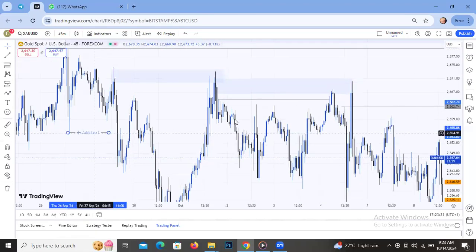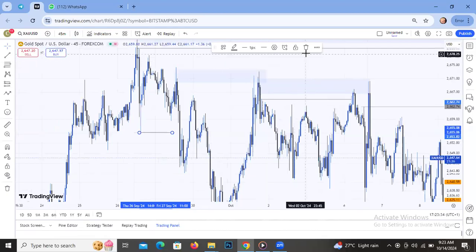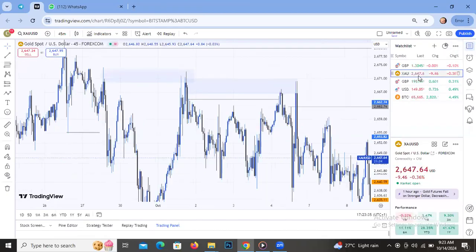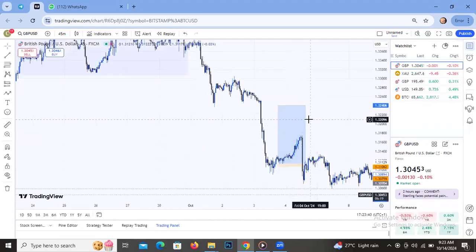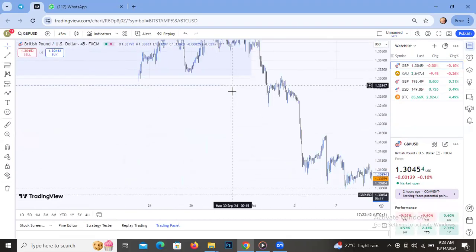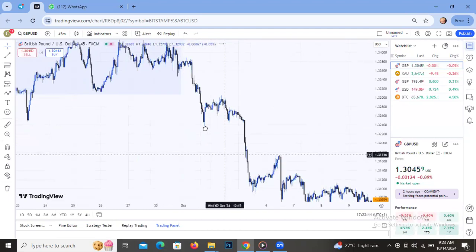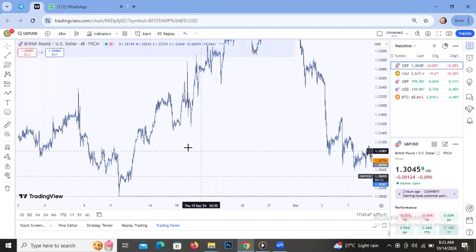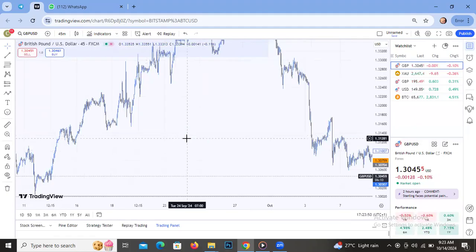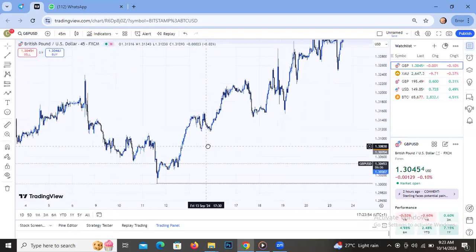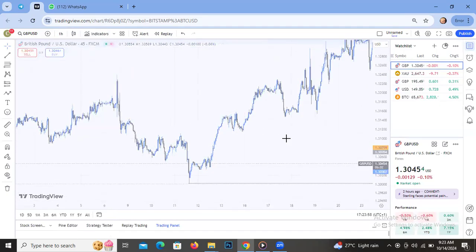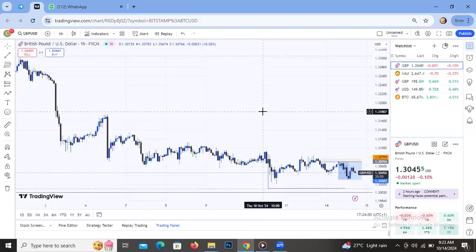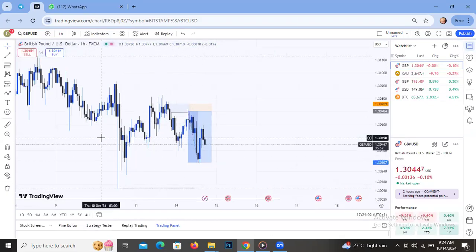I don't know if you guys can actually see them. But let me find another example. But the second one is not always seen. It's not always seen in the market.